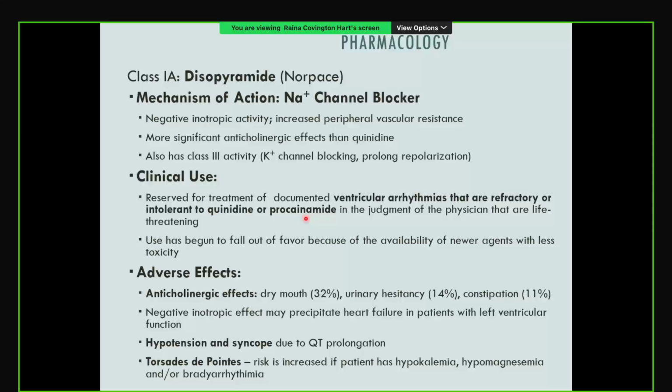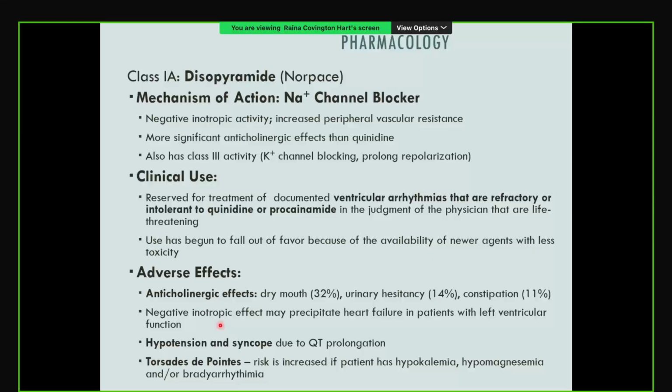Again, horrible side effect profile. Don't use it a lot because it's still in my class 1A of my drugs. Similar side effects, right? Anticholinergic effects that you can see here. Again, if somebody already has slowness, any type of brady issue, so negative inotropic effect, could potentially cause heart failure if somebody already has issues with their left ventricular function.